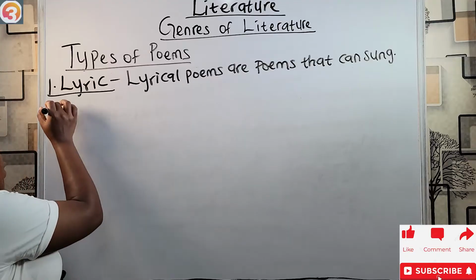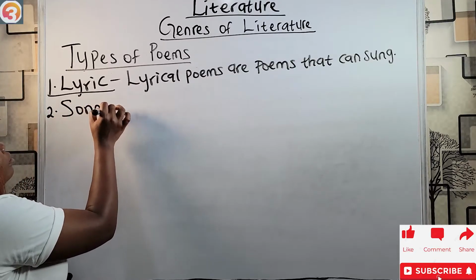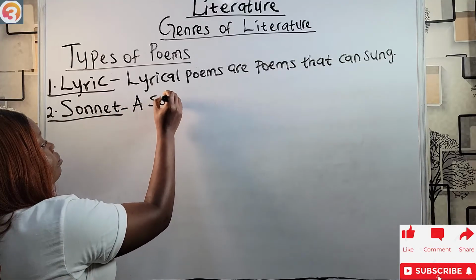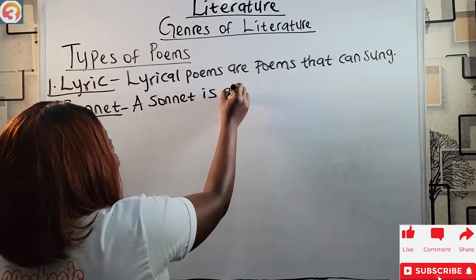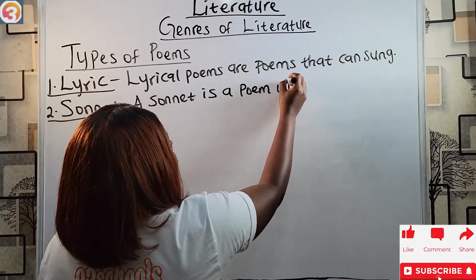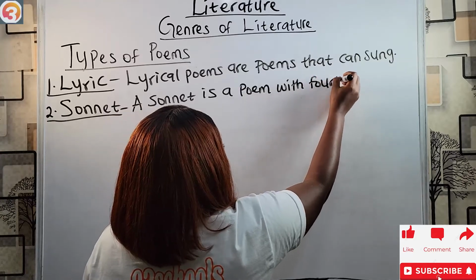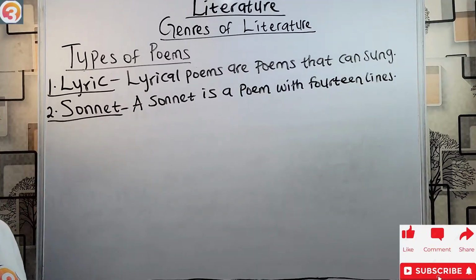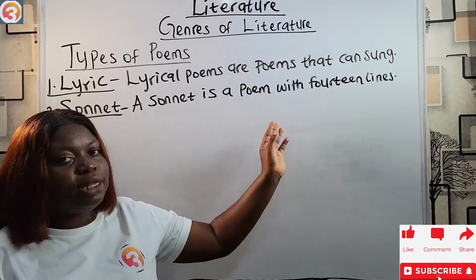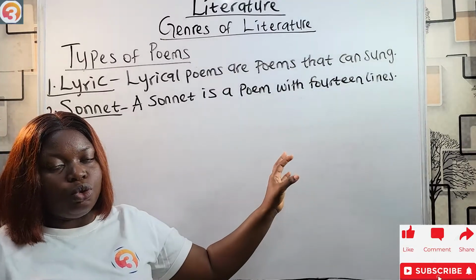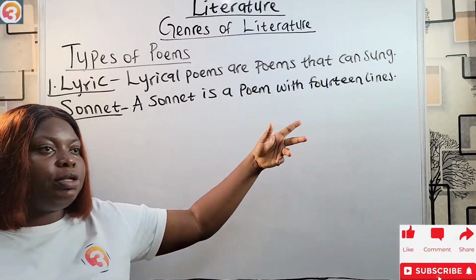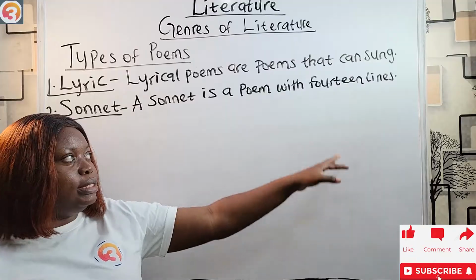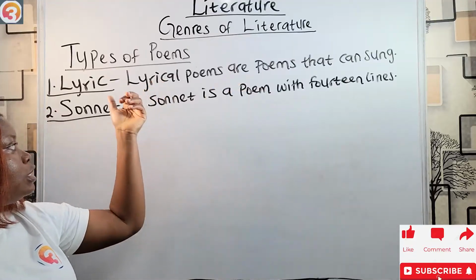Next, we have sonnet. A sonnet is a poem with 14 lines. A poem containing 14 lines, we refer to it as a sonnet. When we say 14 lines, we don't mean all 14 lines form a stanza. No, it can be broken down into stanzas of maybe 4, 4, 6. As long as the total number of lines in that poem is 14, we refer to it as a sonnet.